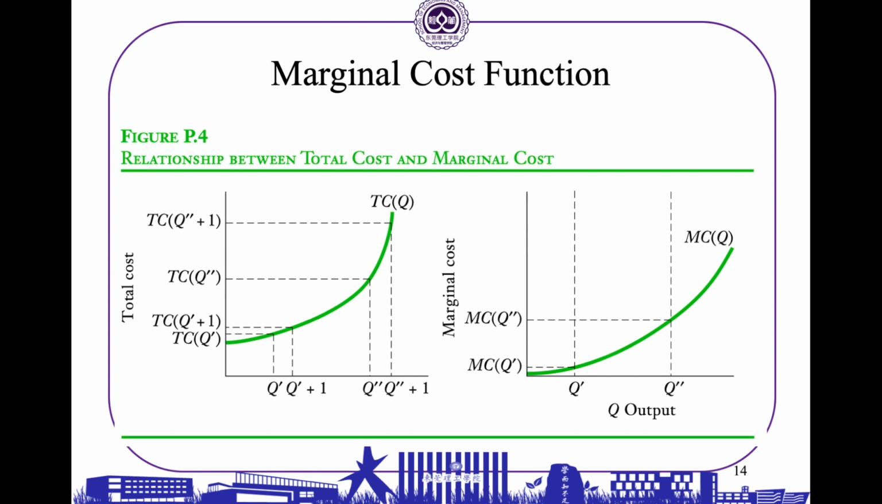Let's take a look at figure P4. At low levels of output, such as Q prime, increasing output by 1 unit does not change total cost much, as reflected by the low marginal cost. At a higher level of output, such as Q double prime, a 1 unit increase in output has a great impact on total cost, and the corresponding marginal cost is higher.